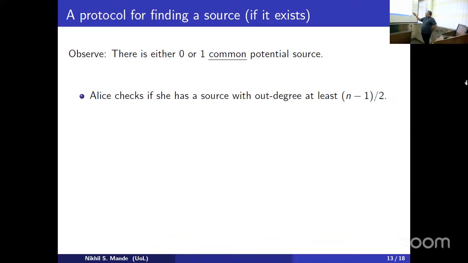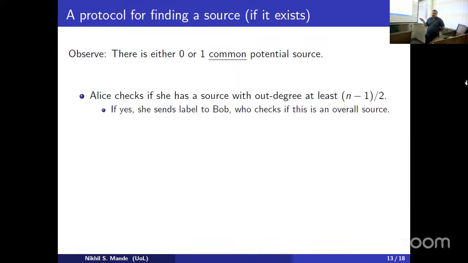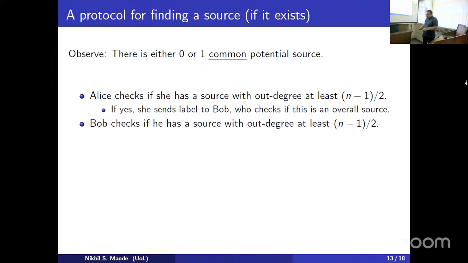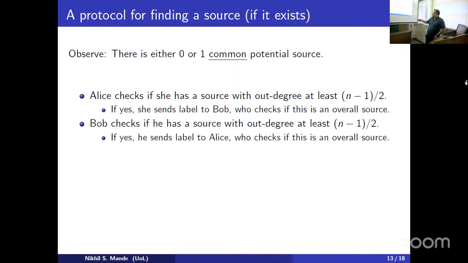Okay, so here's a protocol. Again, we're going to use Moon's lemma over here. Alice checks if she has a potential source with large out degree, with out degree at least (n-1)/2. If yes, she just sends the label to Bob. Bob checks if this is a source from his perspective as well. If both of these fire, then they found a source. Otherwise, Bob checks if he has a potential source of large out degree. If he has, he sends it to Alice, she checks if this is an overall source, and then they found the source.